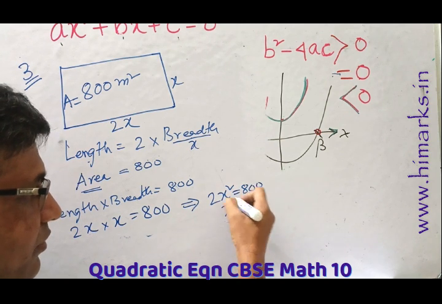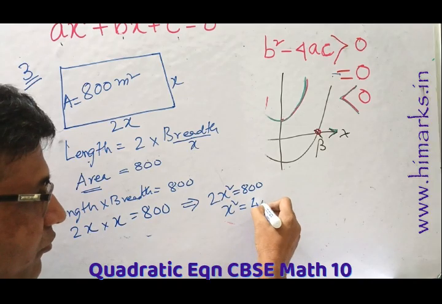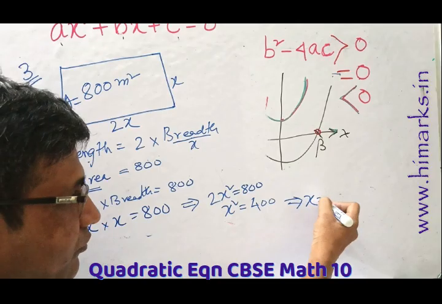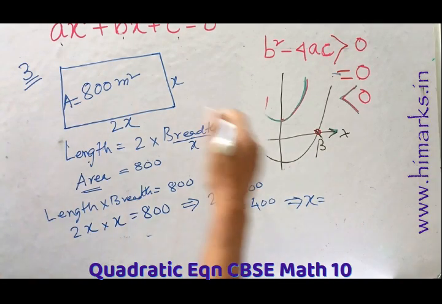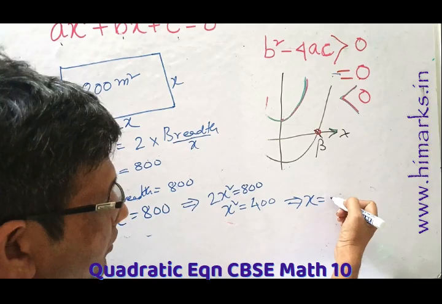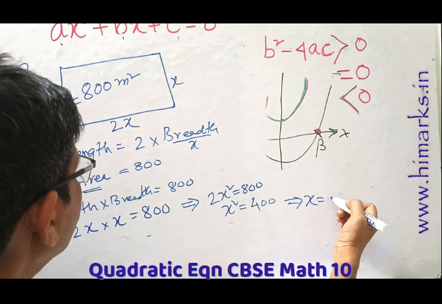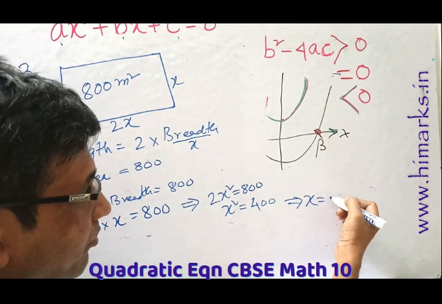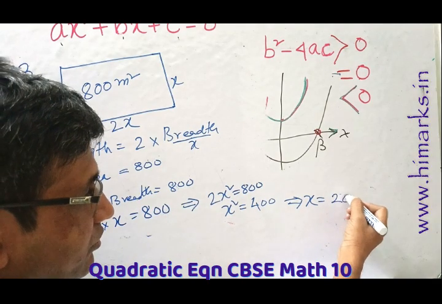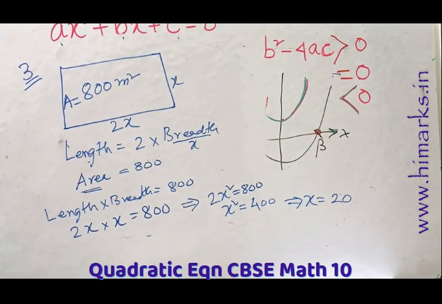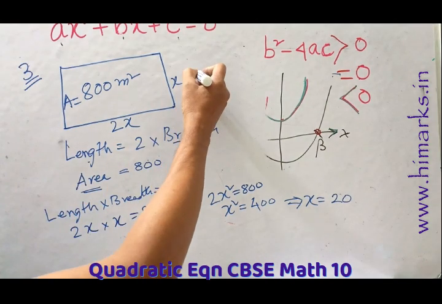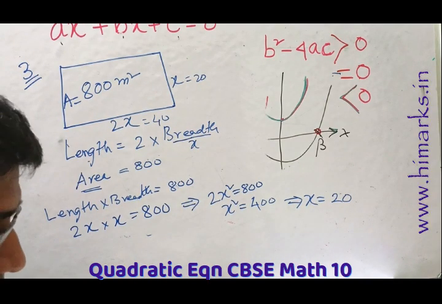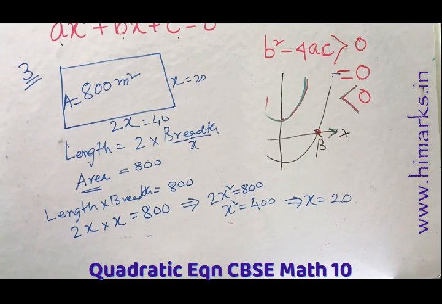Dividing by 2 on both sides, x square is 400. This leads to x equal to plus or minus 20. But here minus is not bearing any meaning because all lengths are positive numbers. So this gives x equal to 20. That means it is possible. This becomes 20 and this becomes 40. So this is the detail of the rectangular field we have found out.